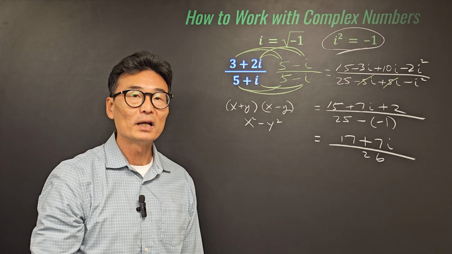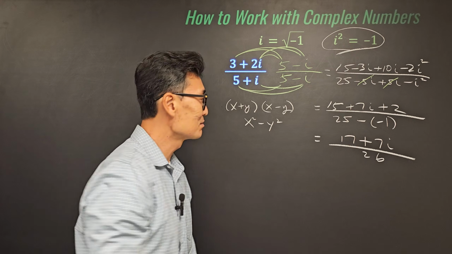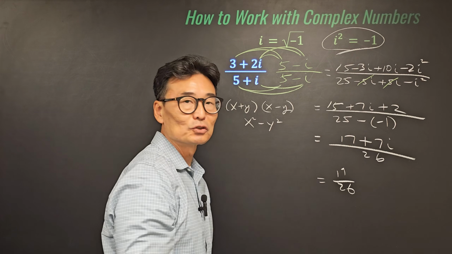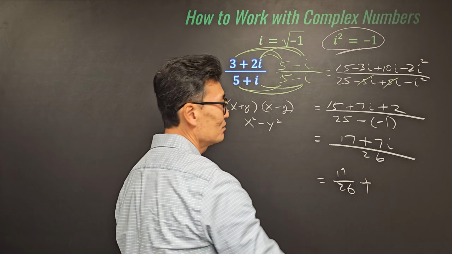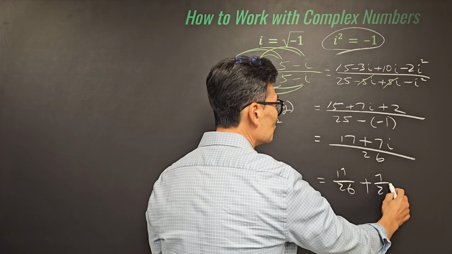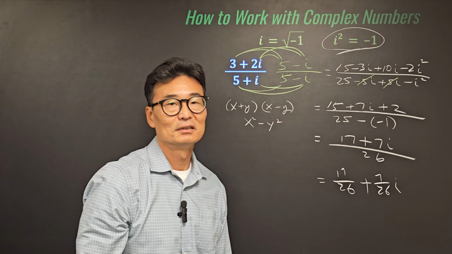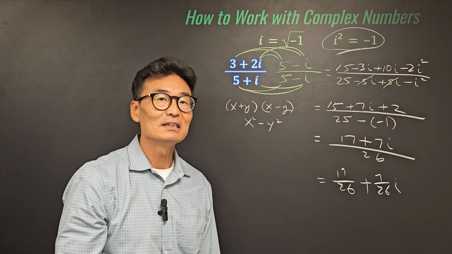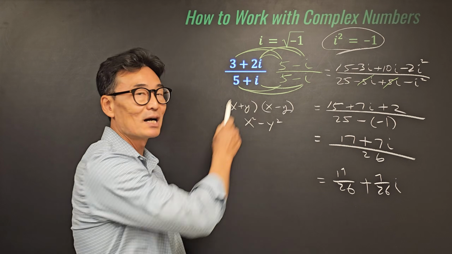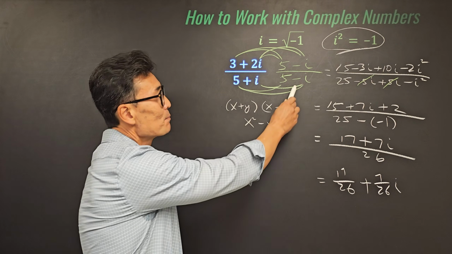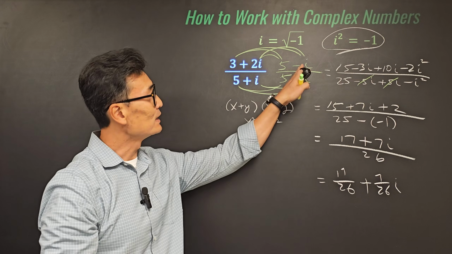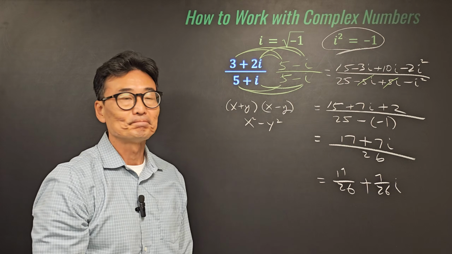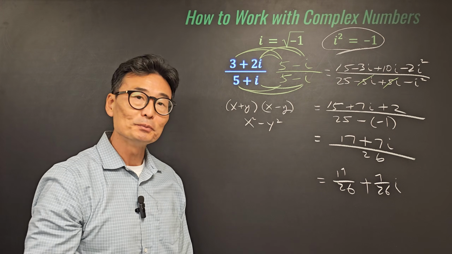If you want to take one extra step and rewrite this as two separate fractions, you could rewrite it as 17 over 26 plus 7 over 26 i. So there you have it. So the key is take the original denominator, multiply by its conjugate, and then multiply the same thing on the numerator and simplify. Let's do one more just to make sure.